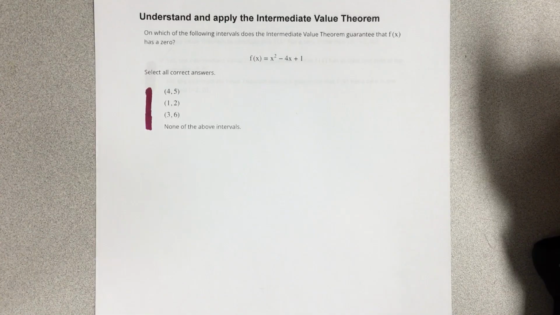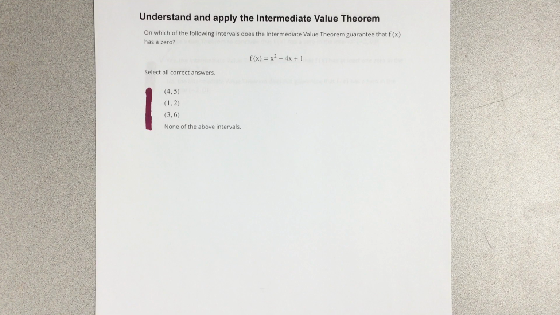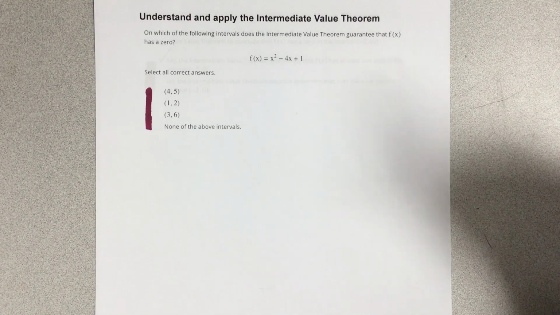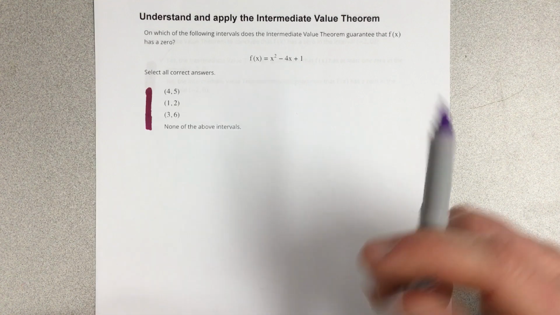In this video, we're going to understand and apply the intermediate value theorem. It says, on which of the following intervals does the intermediate value theorem guarantee that f of x has a 0? 4, 5, 1, 2, 3, 6, or none of the above intervals.